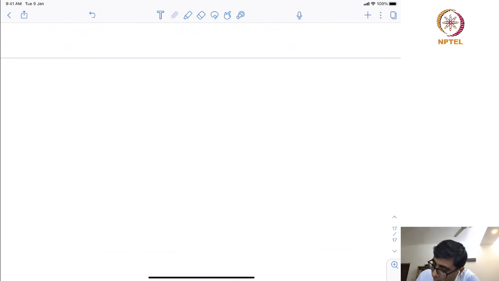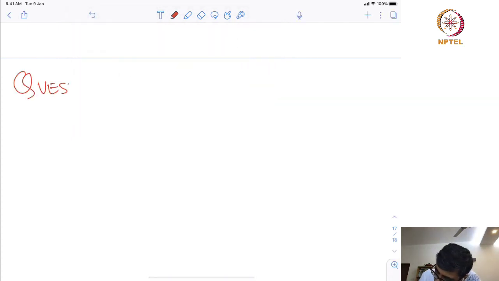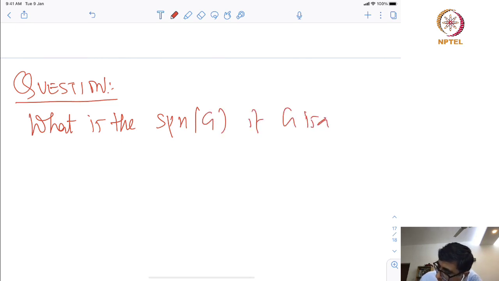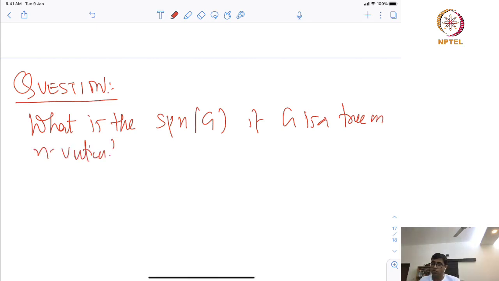Okay, so here is the question we would like to address. What is the separation number of G if G is a tree on n vertices?